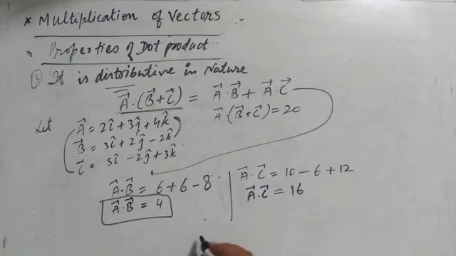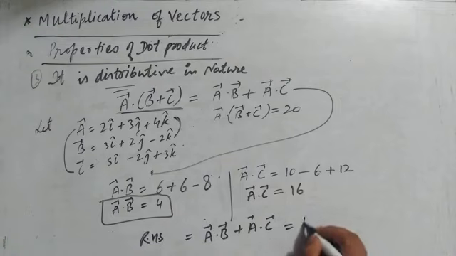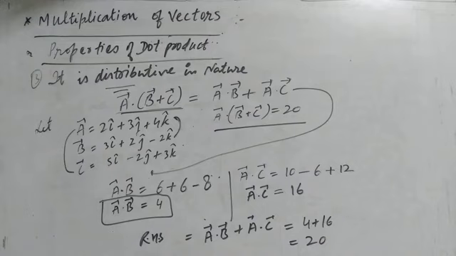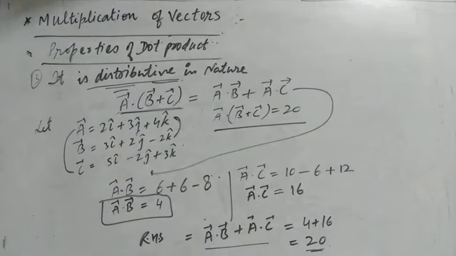Now we have to find out A vector dot B vector plus A vector dot C vector. This is the right hand side. So this becomes 4 plus 16 equal to 20. So the value of left hand side A dot B plus C is 20, and the value of right hand side, that is A dot B plus A dot C, is also 20. Hence we can say that dot product is of distributive nature.